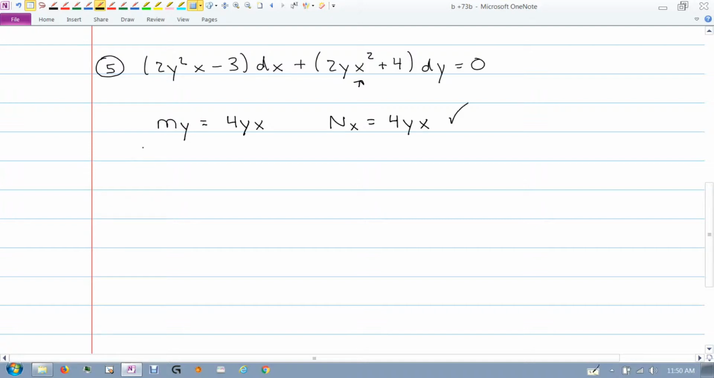So now we proceed. We know that the partial of f with respect to x is 2y squared x minus 3. We integrate that. I'm not going to write the integral sign.